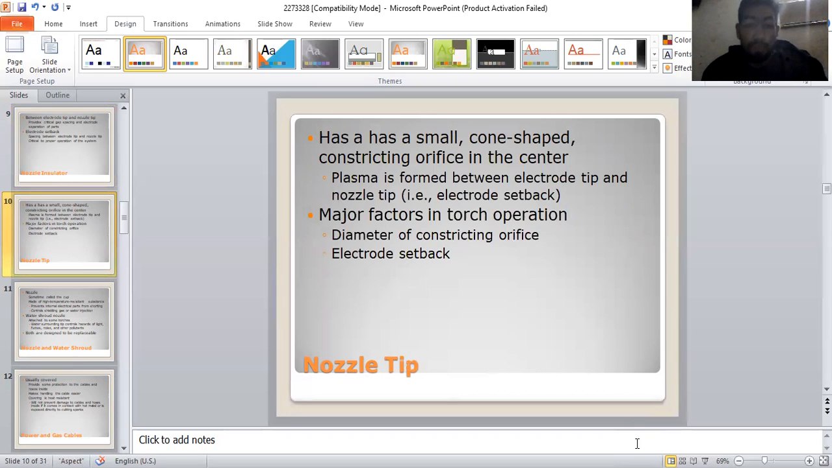The next is the nozzle tip. It has a small cone shape constricting an orifice in the center, which constricts the plasma arc to come out and cut the metal. It is formed between the electrode tip and nozzle tip, and may be called the electrode seat bed. The factors involved in the operation are the diameter of the constricting orifice, which is very important, and the electrode seat bed. These two factors can vary according to the strength or type of material. All of these are replaceable, and we can replace them according to the material.